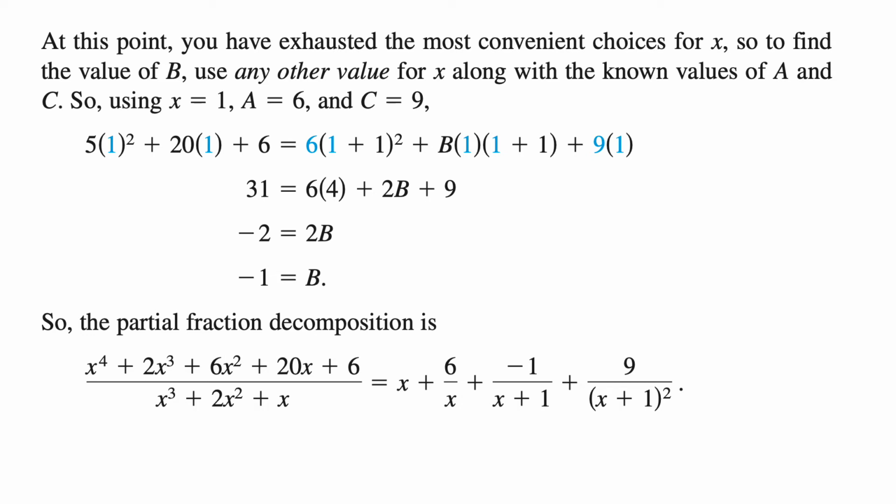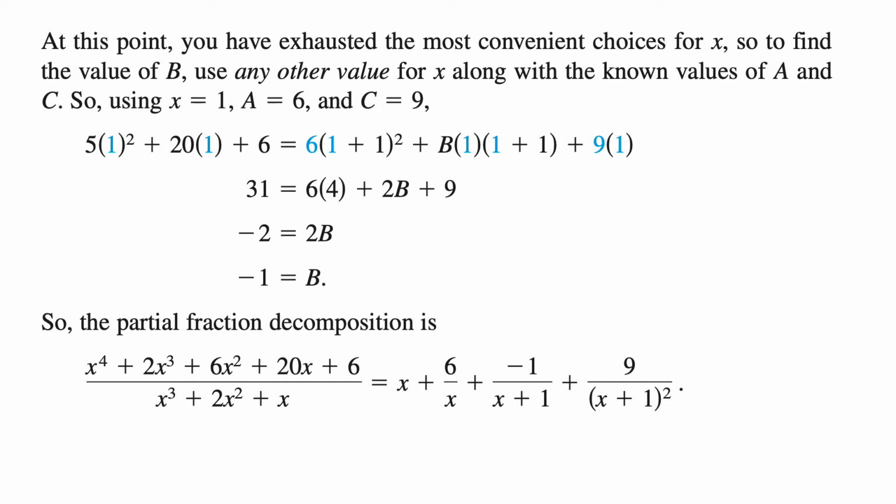We just follow order of operations. The left-hand side becomes 31, and on the right, we get 24 plus 9 plus 2B, and then simplifying, we get -2 is equal to 2B, and B is equal to -1. So that's everything we needed.